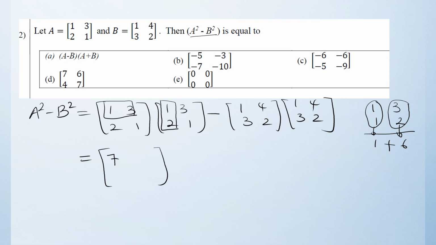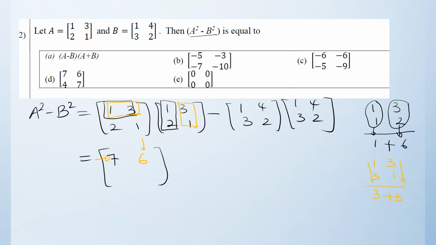Similarly for the second element, that is relevant to the first row and the second column. First row and the second column. So you have to multiply the first row again with the second column. Then we have 1, 3 with 3, 1. Multiplication between corresponding elements. For these two we have 3. For these two we have again 3. Summation becomes 6.